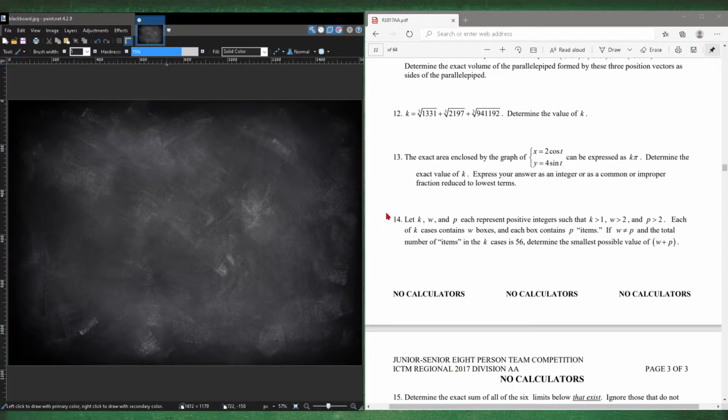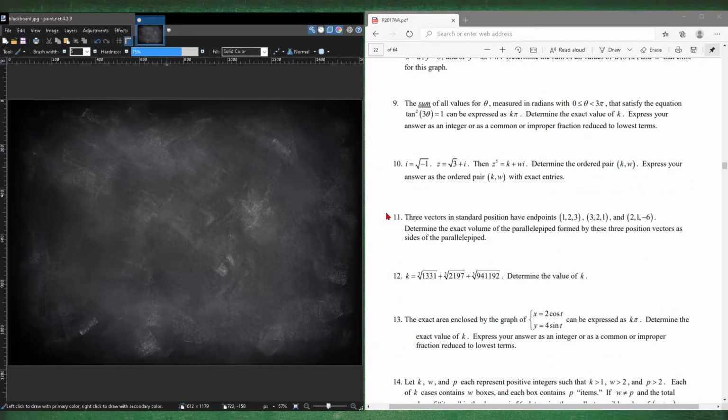Okay, so let's begin with number 11. Three vectors in standard position have endpoints (1, 2, 3), (3, 2, 1), (2, 1, -6). Determine the exact volume of the parallelepiped formed by these three position vectors as the sides of the parallelepiped. So basically, if it's in standard position, the endpoints are basically the vectors. So then it's (1, 2, 3), (3, 2, 1), and (2, 1, -6).